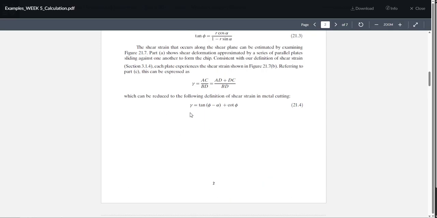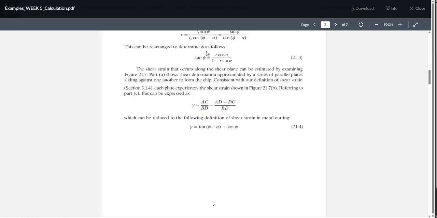Continue with that, find the value for the gamma, which is the shear strain value, unitless. Okay, so the gamma is going to be equal to the tangent of the phi minus the alpha. Phi is the shear plane angle minus the alpha, which is rake angle, plus the cotangent of the phi. The cotangent is 1 over tangent, or 1 over the value we got from the equation 21.3.